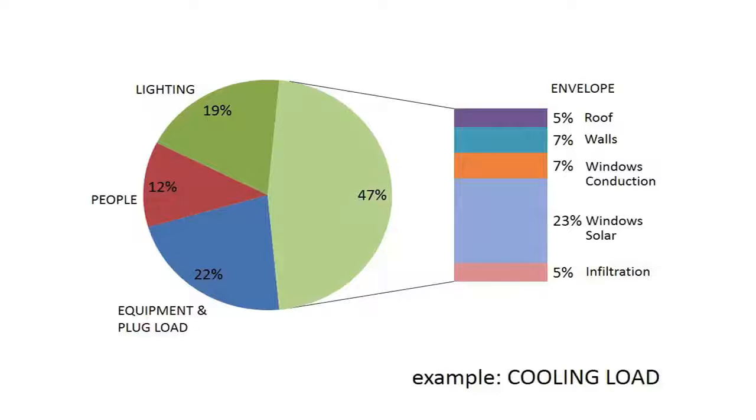Now lighting, also represented here at 19%, and equipment and plug loads at a whopping 22%. The final entry here, which many people not involved with the design of these systems might not think of immediately, is the people within the space. Now, from your high school biology, you probably recall that living organisms produce heat, and humans are no different. So in this example, people represent a whopping 12% of the heat energy that's generated in the space that needs to be offset by cooling.